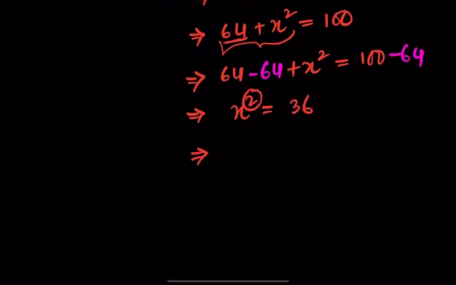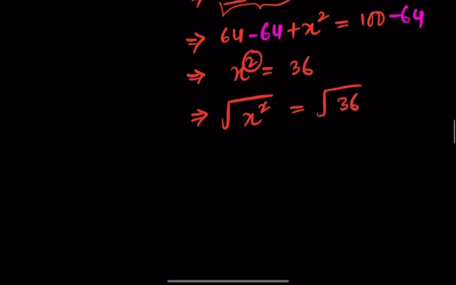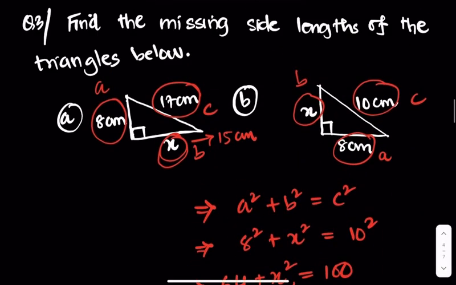Now let's remove this exponent 2 by putting a square root on both sides of the equation. So the square root of x squared is equal to the square root of 36. The exponent 2 and the square root cancel out. So x is equal to the square root of 36, which is 6. So the value of x is 6 centimeters.